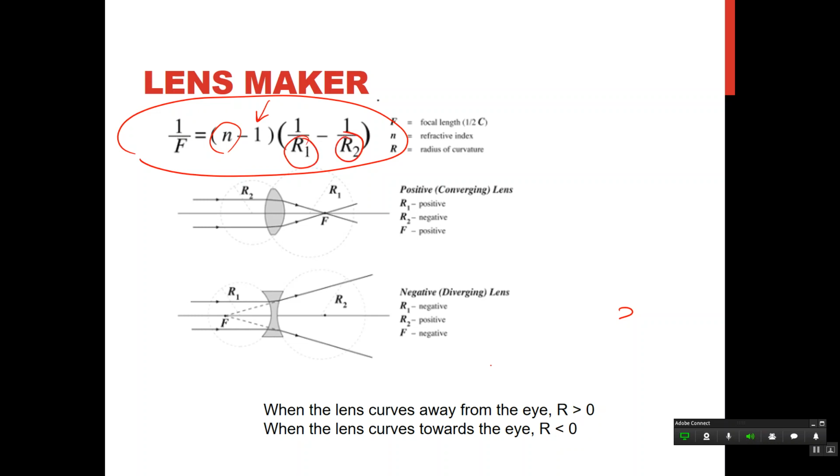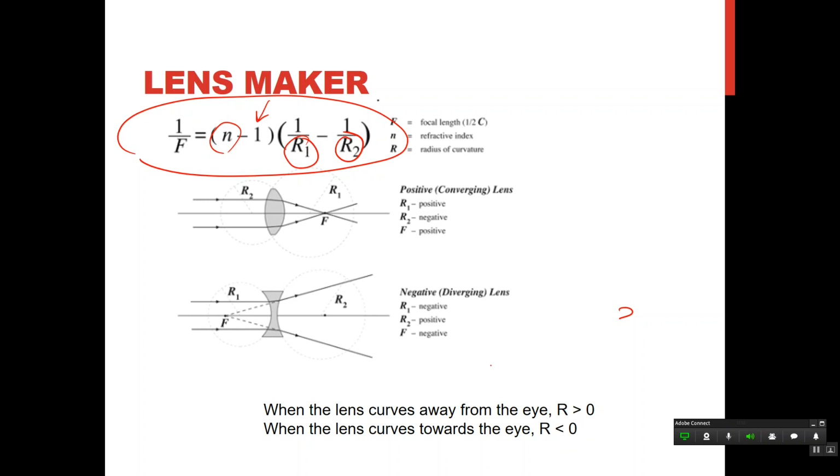Okay, so let's do some examples of that because that's the tricky part. On my first example here, I have a lens, and you can see the sides are different. First thing we need to define is what's R1 and what's R2. R1 is the radius of curvature that the rays hit first. The rays are coming in this way, they're going to hit this surface first. So that's going to be R1.